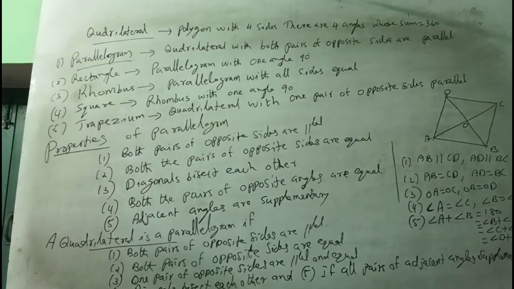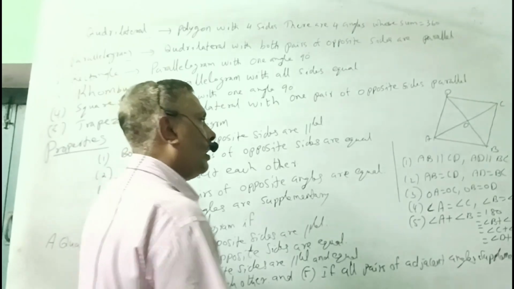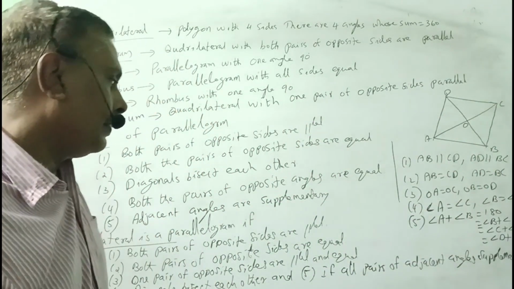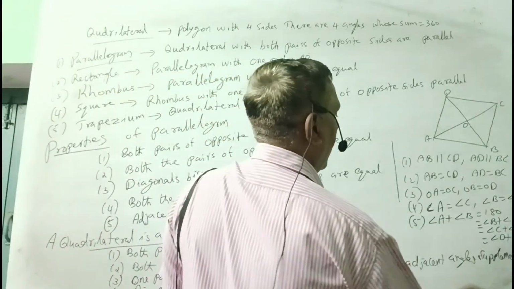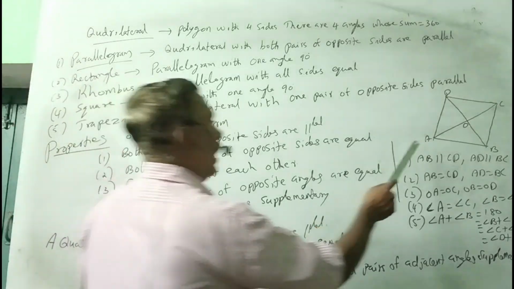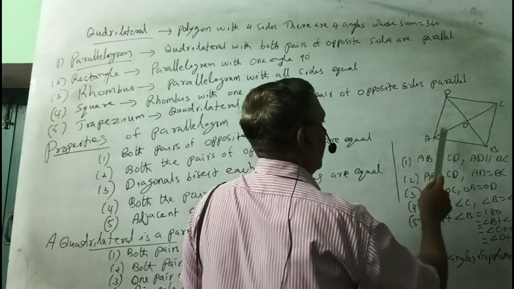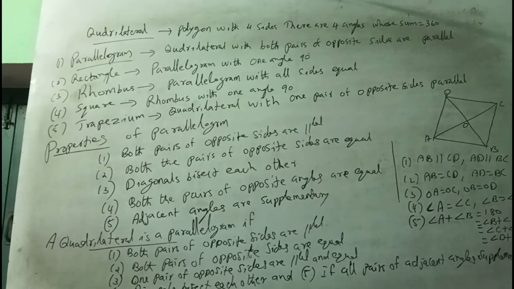Now the fourth one: diagonals bisect each other. If in a quadrilateral the diagonals bisect each other, then it is a parallelogram. And finally, if all pairs of adjacent angles are supplementary, then also it is a parallelogram. Meaning A and B are supplementary, B and C are supplementary, C and D are supplementary, and A and D are supplementary, then also it is a parallelogram.